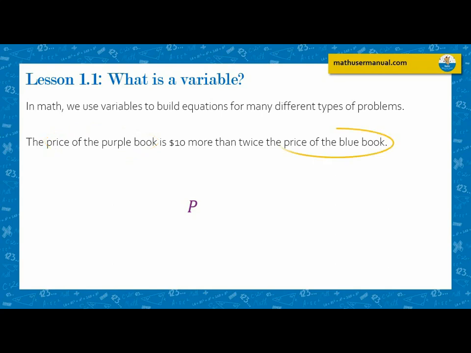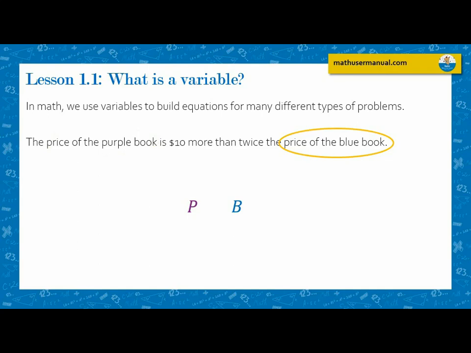The second character in this problem is the price of the blue book. It's also identified with a variable. Let's call it B for blue. And this B represents the price of the blue book. If the blue book is $18, then B is going to be 18. If the blue book is 25, then B is going to be 25.